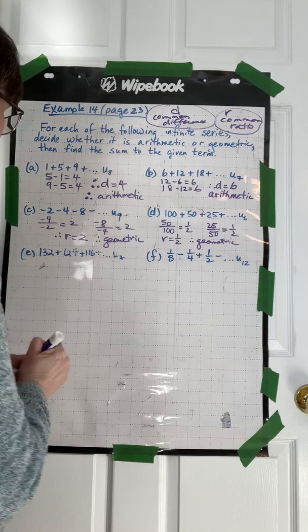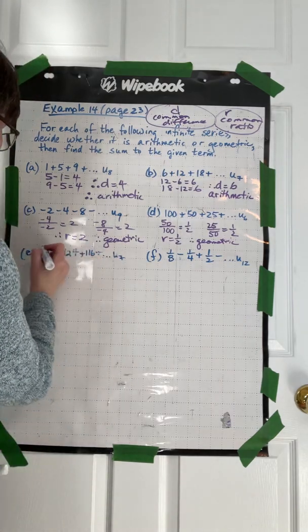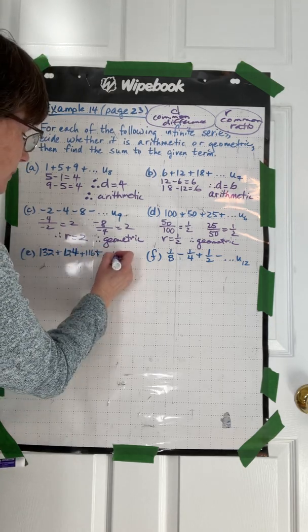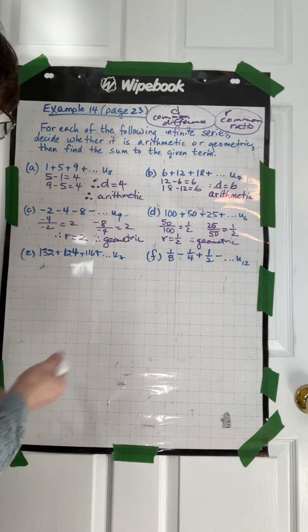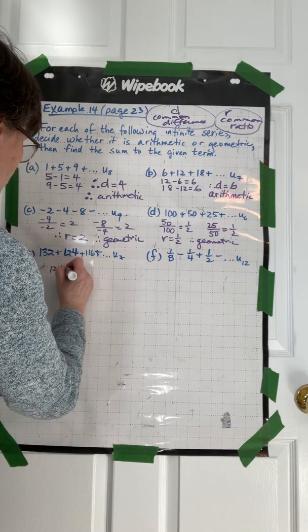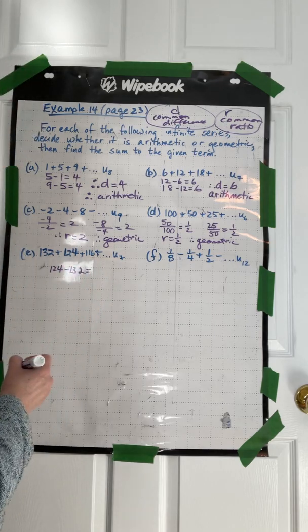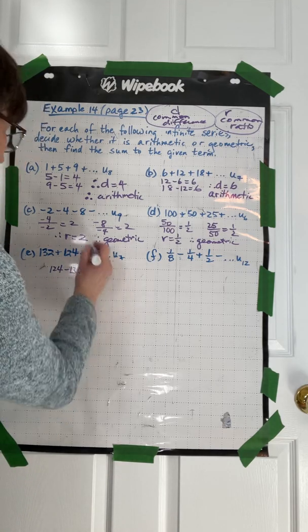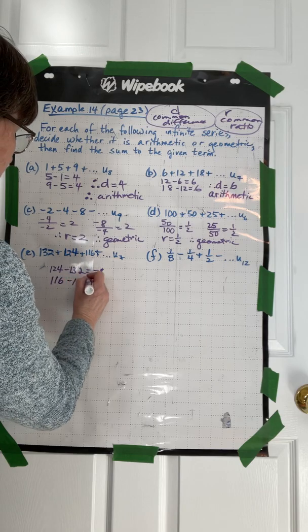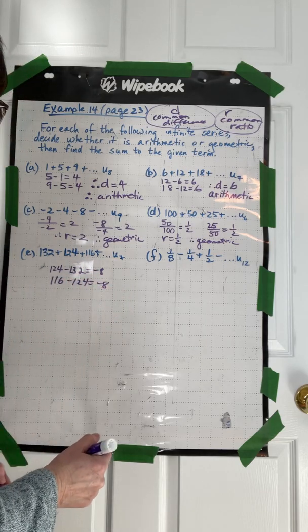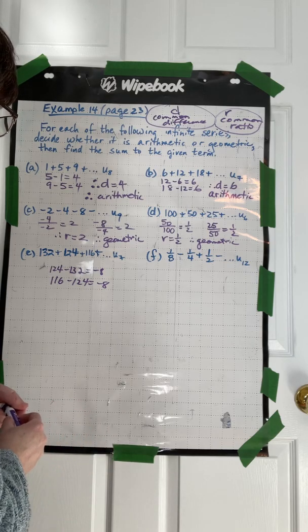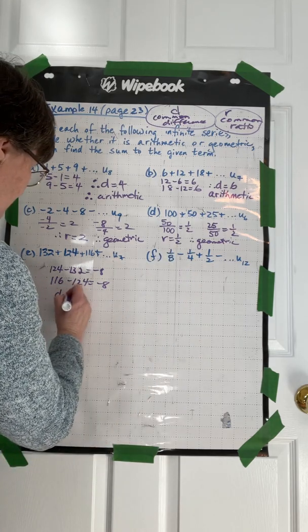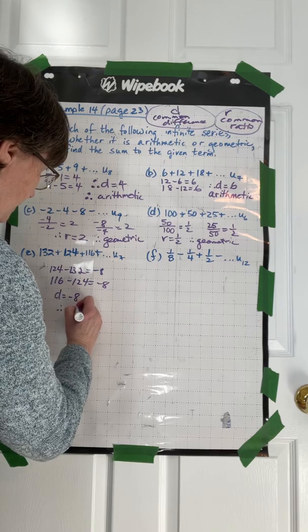Last 2. Oh, I almost erased this one. This is 132, 124, 116. 124 subtract 132 is negative 8. 116 subtract 124 is negative 8. Yes, it is. Therefore, it is a common difference of negative 8 and arithmetic.